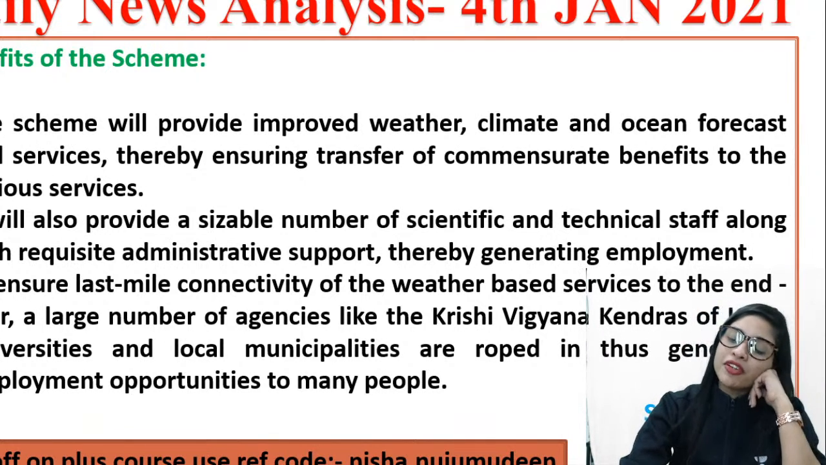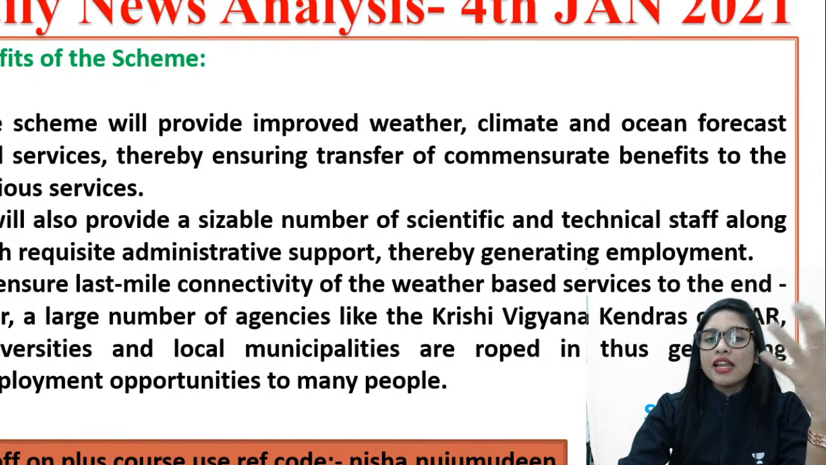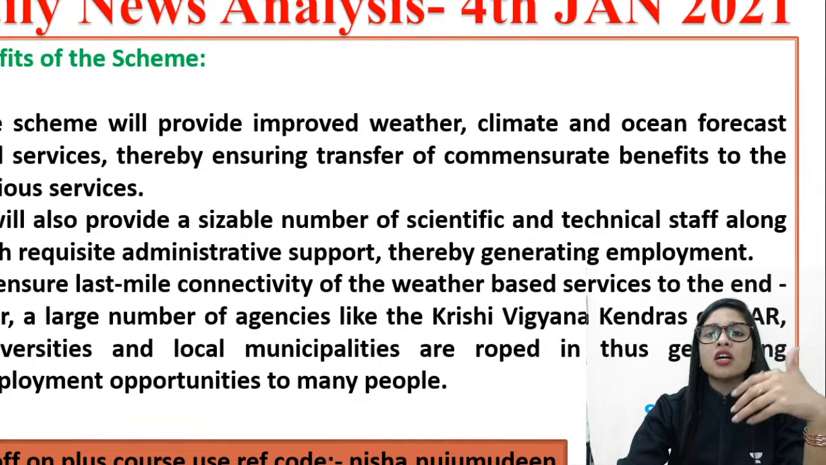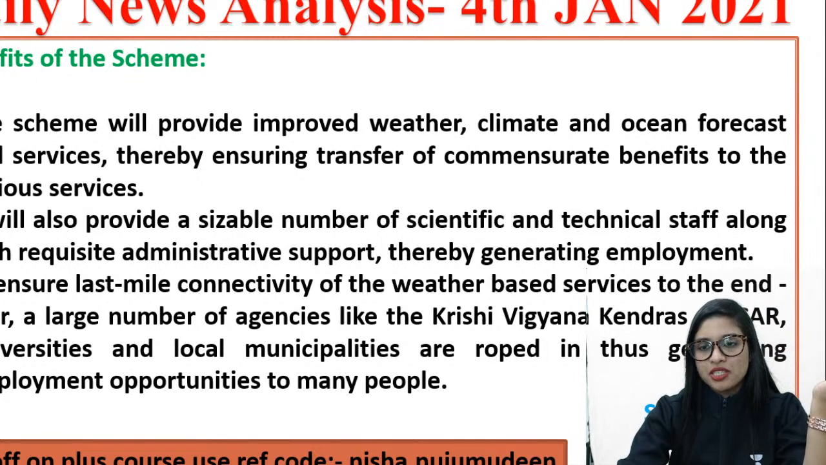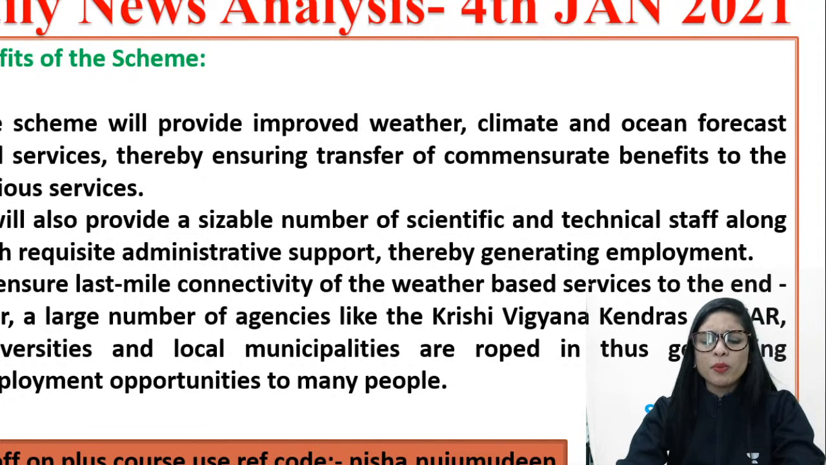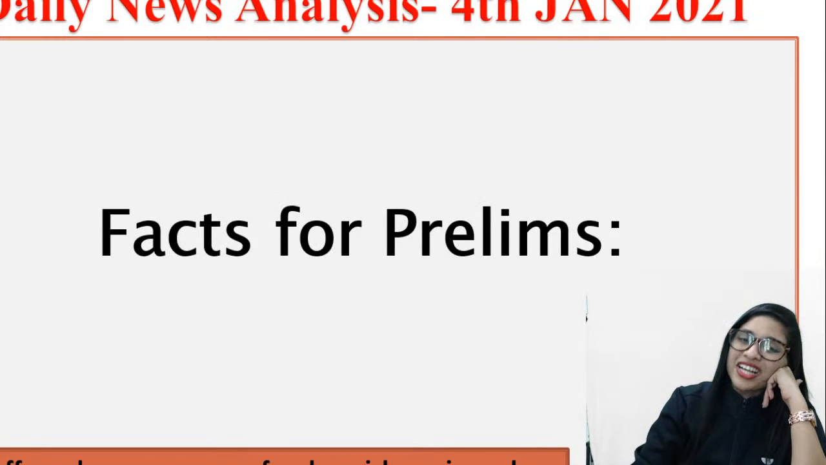Another important benefit of this ACROSS scheme is that if you want to ensure last mile connectivity for weather-based services, then a large number of agencies like Krishi Vigyan Kendras, universities and local municipalities have to be brought forward, so that they can start generating more employment opportunities. Clear? Now we are done with the general analysis. There was not much editorial, guys, because today's paper was based on the COVID perspective only, which we already discussed. So we are moving on to the facts for prelims, facts of the day.